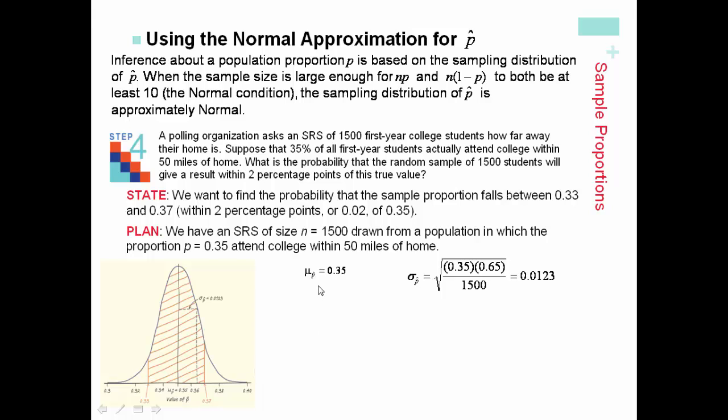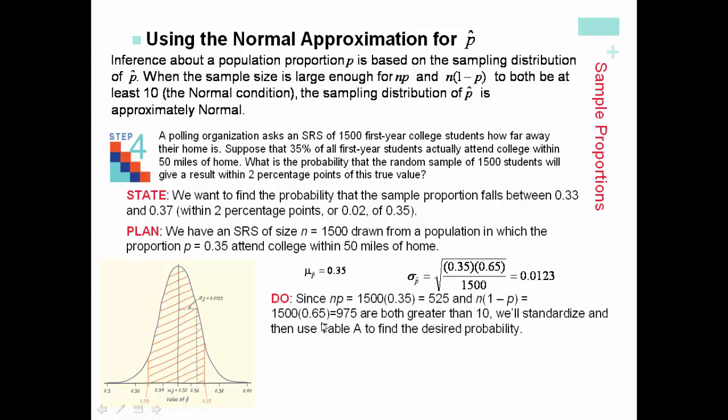In our plan, we know that mu of p hat is equal to 0.35, and that sigma of p hat will equal the square root of p times 1 minus p over n, which is 0.35 times 0.65 over 1,500. That equals, after we take the square root, 0.0123. Since np is 1,500 times 0.35, or 525, and n times 1 minus p is 1,500 times 0.65, or 975, they're both greater than 10, so we'll standardize and use Table A to get the desired probability.